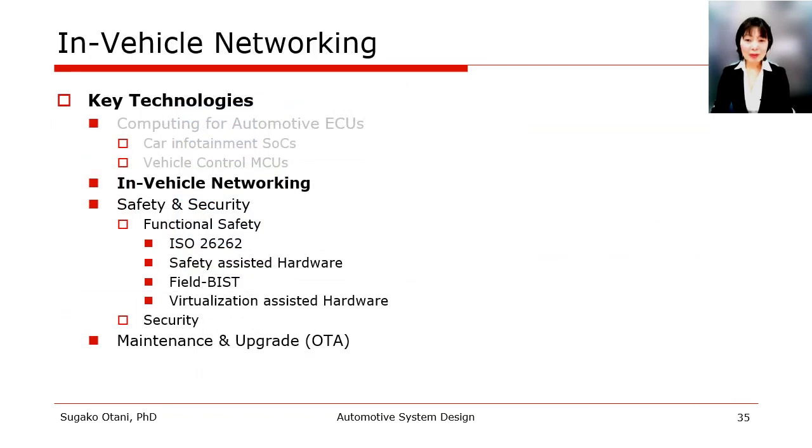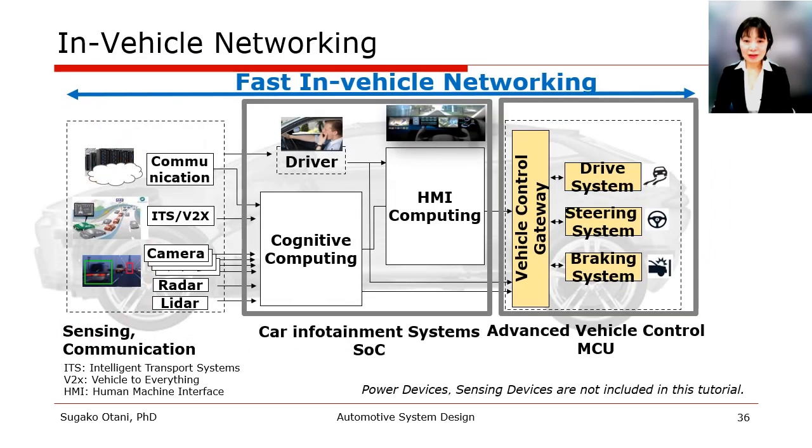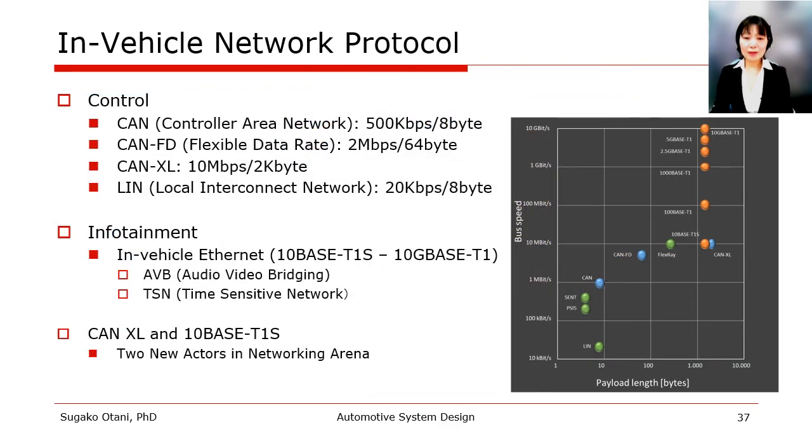Next, we will move to in-vehicle networking. In-vehicle networking technology is the backbone of every electrical feature in today's vehicles. The automotive industry, together with technology providers and standardization bodies, has developed specialized communication protocols or made extensions to existing standards to meet the demanding requirements, especially reliability, of the automotive domain.